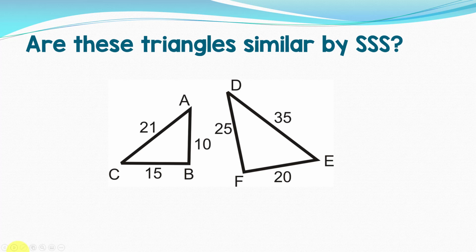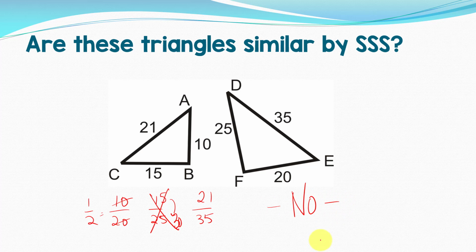Okay, let's check these out. And again, you don't have to get too hung up on what matches what, because it needs to go smallest to largest, or largest to smallest, as long as they are going in that order. So 20, then 25, then 35. Well, I know that 10 over 20 is the same as 1/2. 15 over 25 is not 1/2, because I know 15 over 30 is 1/2. So right there, I don't have to keep checking because this is not proportionate. So I'm going to say no, because the sides are not proportional.